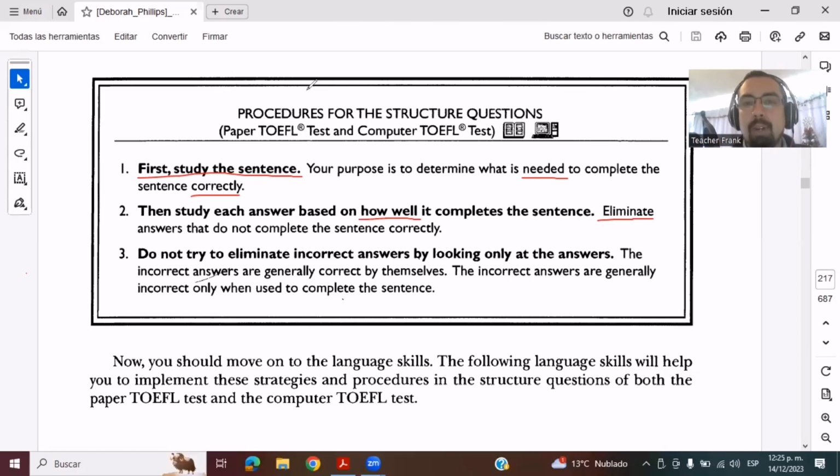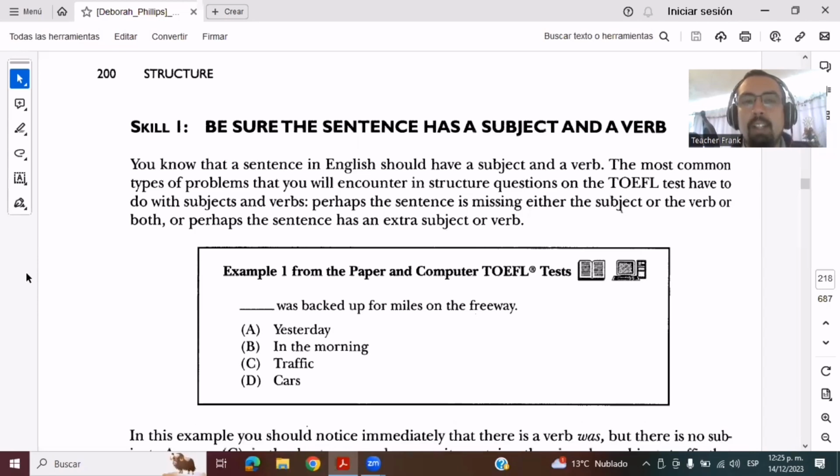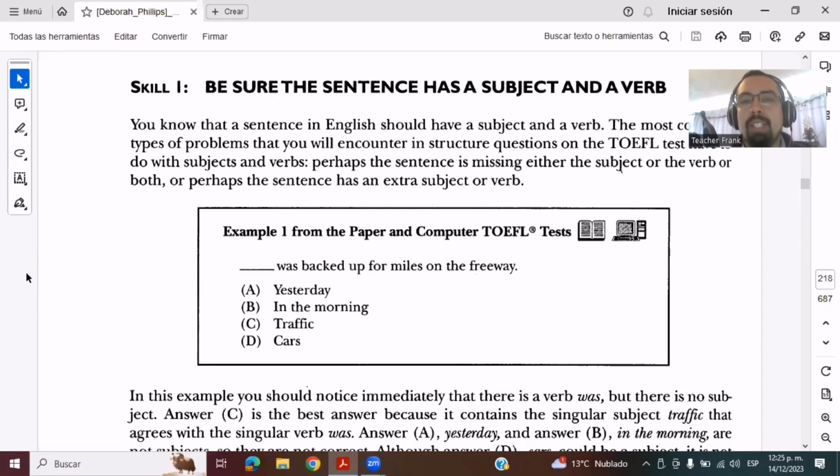Okay, so next we're going to move on to skill number 1. Skill number 1 is very basic. Be sure the sentence has a subject and a verb. So this is where I'm going to stop the video.